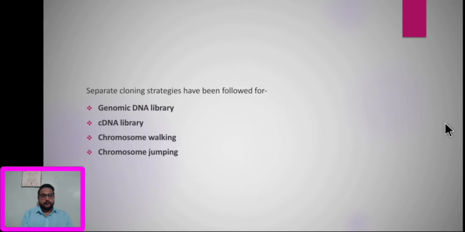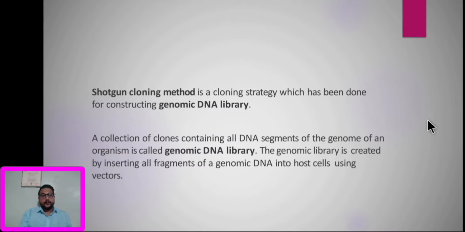Now, separate cloning strategies have been followed for genomic DNA library and cDNA library, chromosome walking, and chromosome jumping. So, these are the four cloning techniques or the DNA library construction techniques. Okay, so shotgun cloning method is a cloning strategy which has been used for constructing the genomic library.